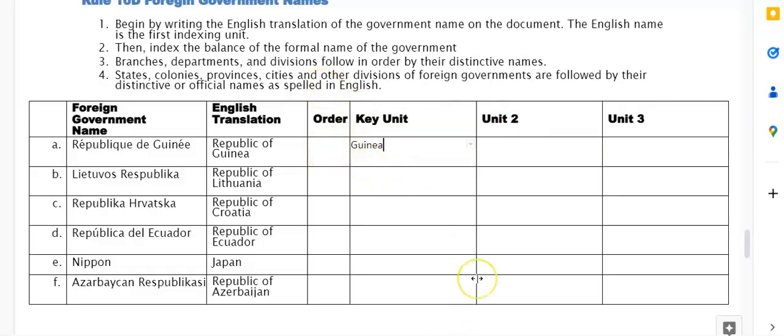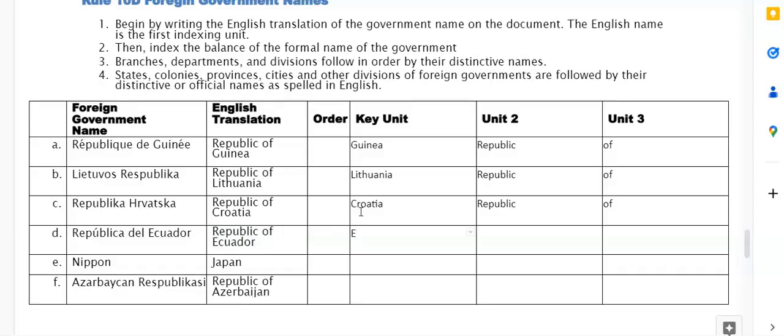Unit 2 is Republic. Unit 3 is of. So remember, when we're filing these, we're going to file it by the English translation. So if this is a foreign government name and this is the English translation, Lithuania is going to be my key unit. Republic is Unit 2. Of is Unit 3. The same thing for Croatia. Croatia is my key unit. Republic is Unit 2. Of is Unit 3.